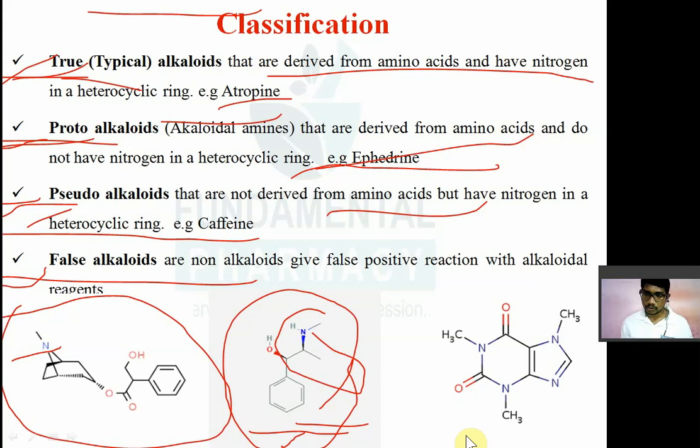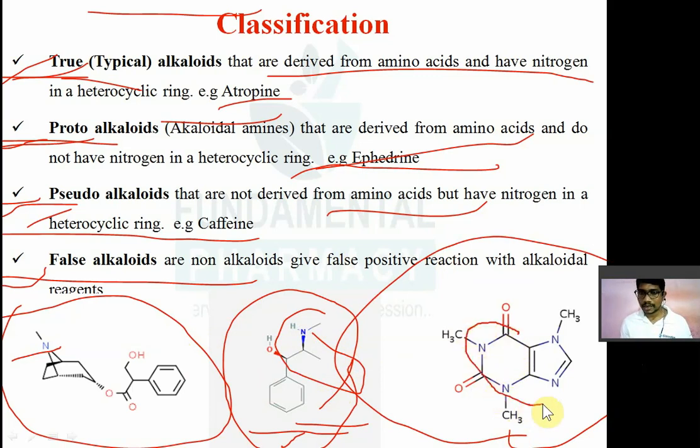Now this one is known as a pseudo-alkaloid. It is the structure of caffeine. So you can see over here, it is not biosynthesized from amino acids, but nitrogen is present in the heterocyclic ring. They are synthesized from nucleotides: adenine, guanine, purine, pyrimidine. So this caffeine is biosynthesized from purine alkaloids.